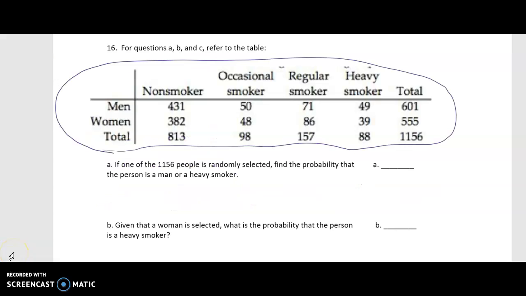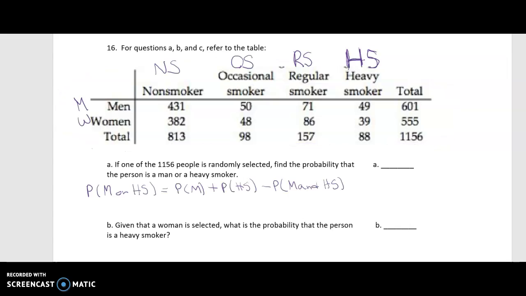Another popular type of problem we're going to encounter with conditional probability involves tables. Here we have a table with men and women divided into categories ranging from non-smoker to heavy smoker. Let's try some problems. If one of the 1,156 people is randomly selected, find the probability that the person is a man or a heavy smoker. You can see I've labeled the table with the different abbreviations that I'm going to use, and I've written out our formula. Probability of a man or a heavy smoker equals the probability of a man plus the probability of a heavy smoker minus the probability that someone is a man and a heavy smoker.